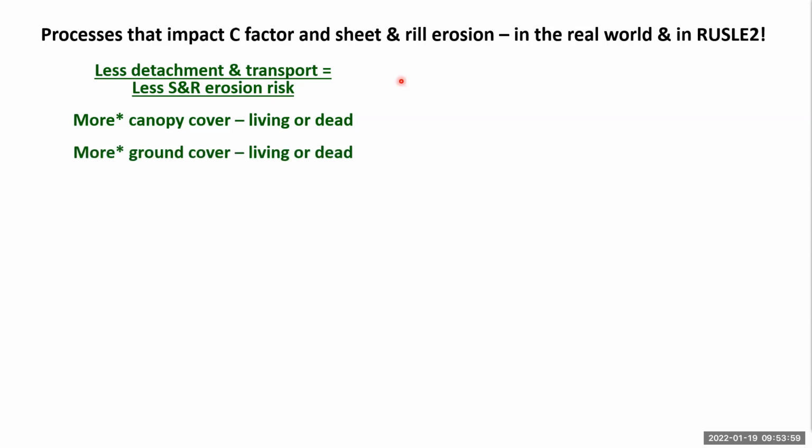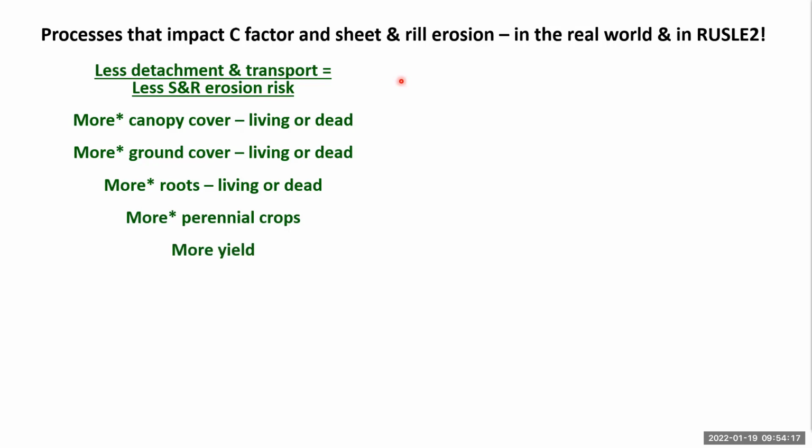More ground cover, a huge factor to intercept raindrops, whether the cover is living or dead. More roots, living or dead roots binding up the soil, reducing its potential to be detached, making it more of a sponge so it can soak in more water. More perennials, okay? And you'll notice there's this asterisk.